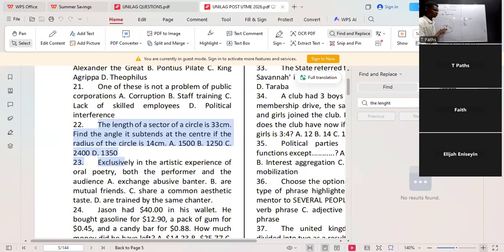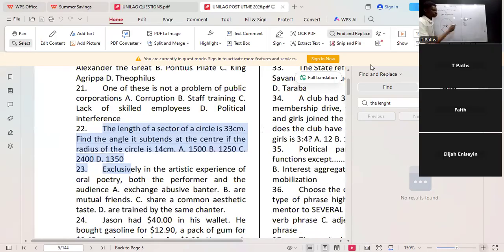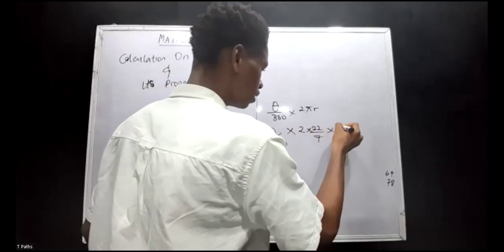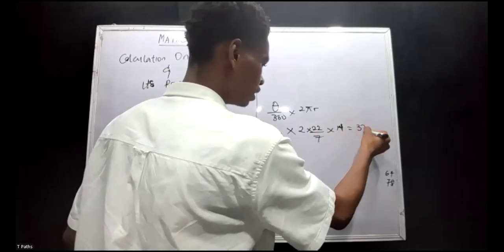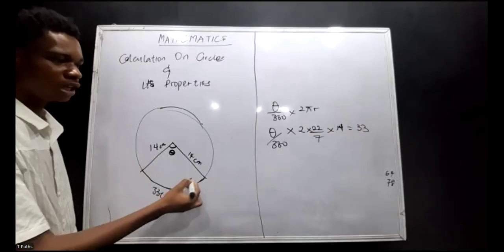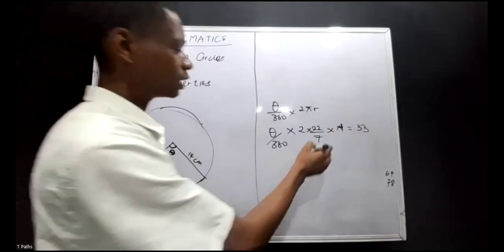I don't know the angle yet. That is what I'm to find in the question. So I'm going to do theta over 360 times 2 times 22 over 7 times 14 is equal to 33. Why did I say 33? Because 33 is the length of the arc of the sector. All right, so I can do arithmetic.